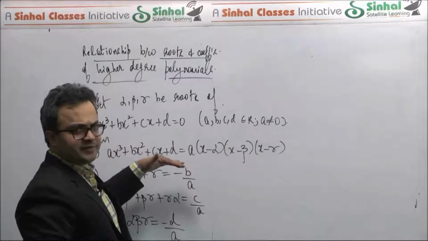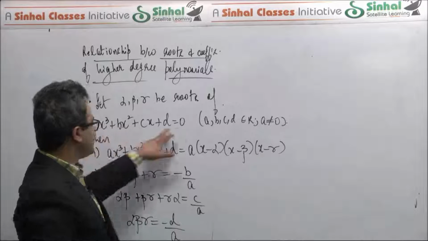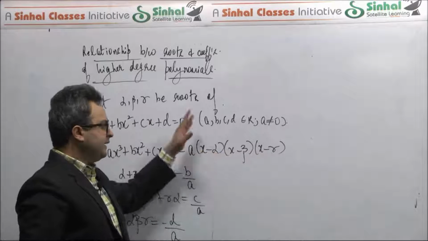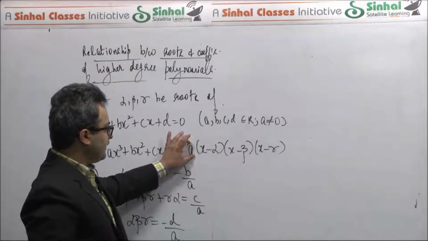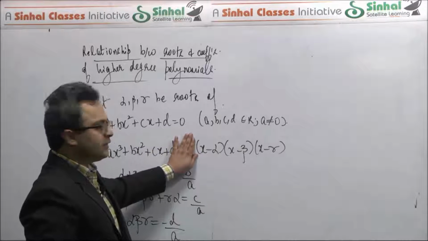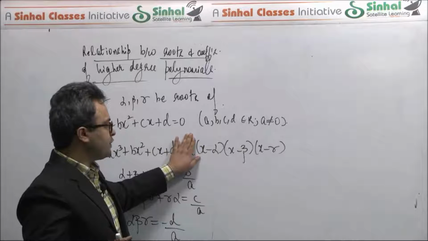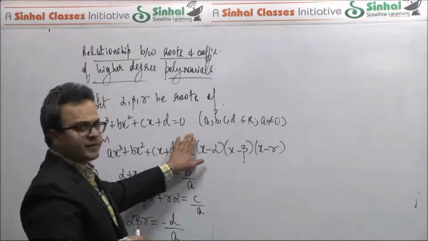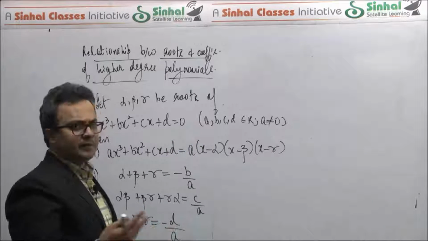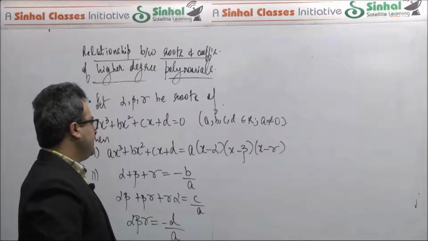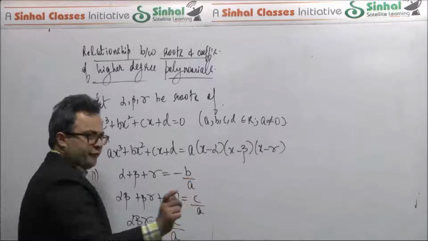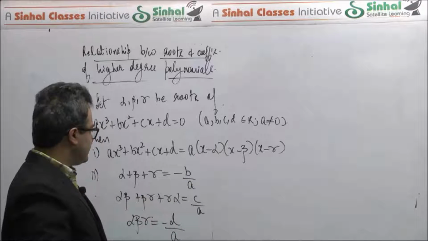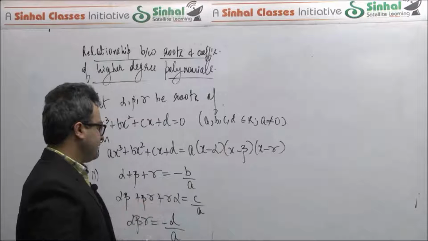Proof is quite straightforward. Since alpha is a root of this equation, x minus alpha must be a factor. Similarly, x minus beta and x minus gamma must be factors. Additionally, the product will have the coefficient of x cube as 1, whereas the coefficient of x cube on the left hand side is a, so you'll have to multiply the RHS by a to balance it out. When you expand the RHS and compare the coefficients of the same powers of x on both sides, we can easily get these three relations.